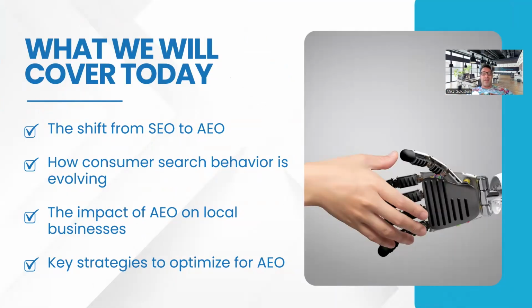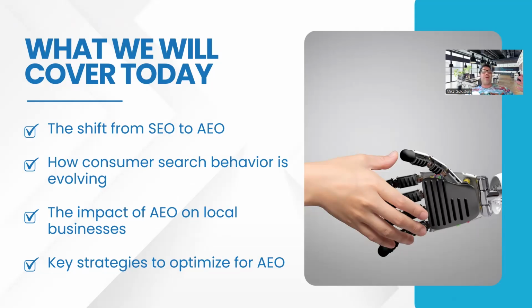So what we're going to do today is cover this paradigm shift that's happening from SEO, search engine optimization, to AEO, answer engine optimization, or GEO, generative engine optimization, as a lot of people have called it up to now. And we're going to talk about how consumer behavior is evolving, how we're changing the way that we search online, what we search for, how we search, the words we use, the type of searches that we do, and what the impact of this new way of searching is on local businesses specifically.